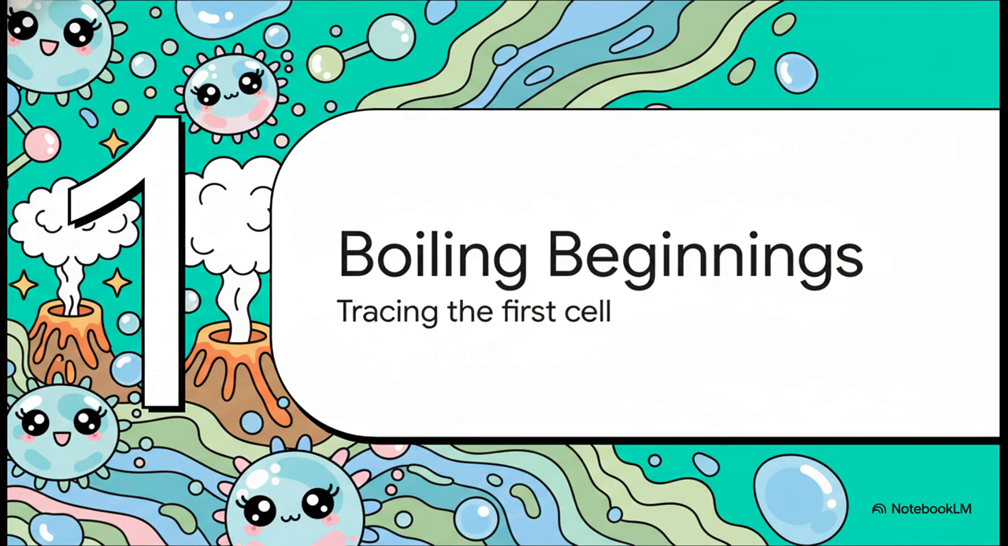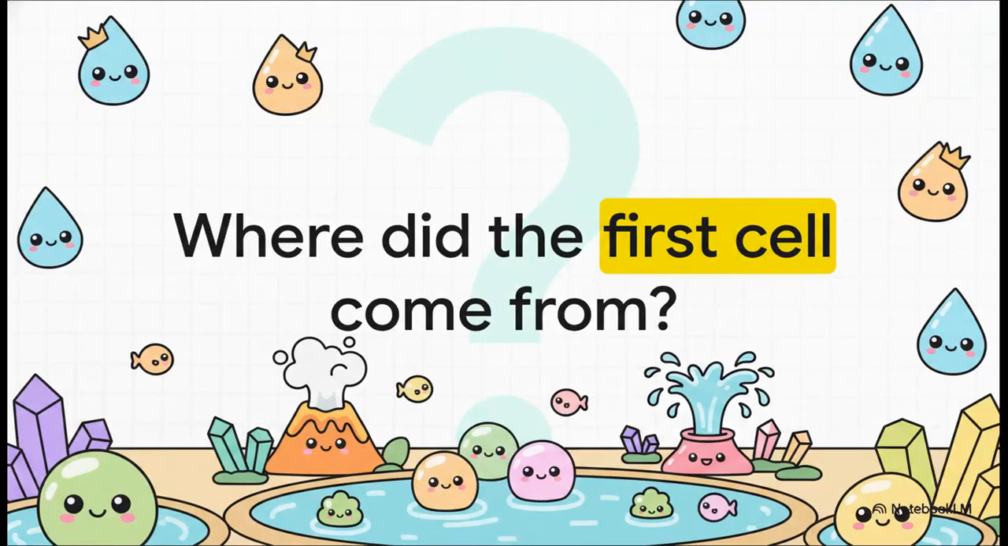Section 1. Life's boiling beginnings, tracing the first cell. Let's step back in time, like way back to about 3.5 billion years ago. It's kind of the ultimate biological mystery, right? Where did the first cell actually come from? We know all living organisms are made of cells, but before the incredible diversity of plants, fish, birds, and humans even existed, life had to start somewhere.